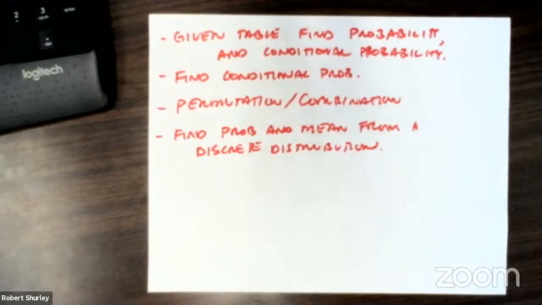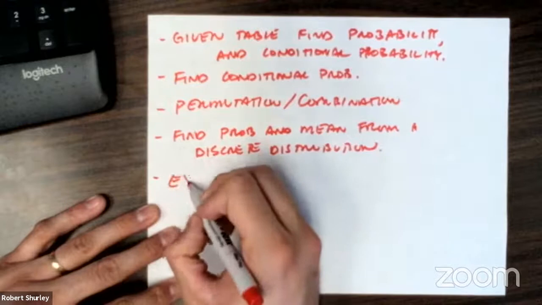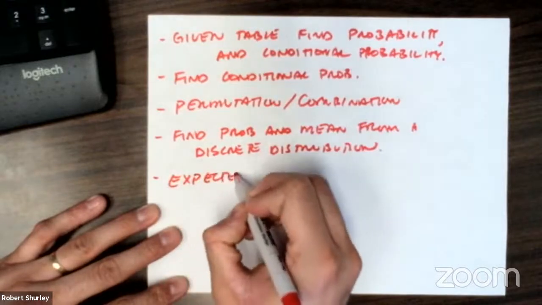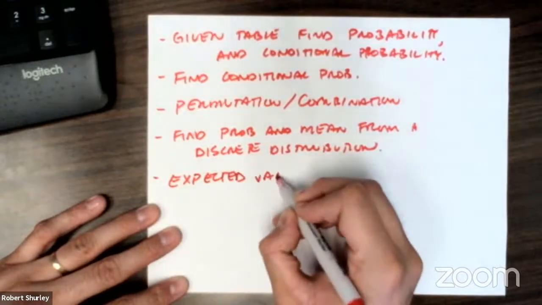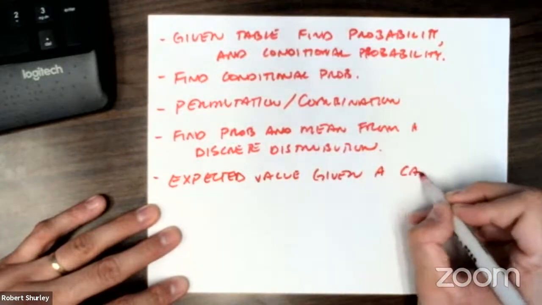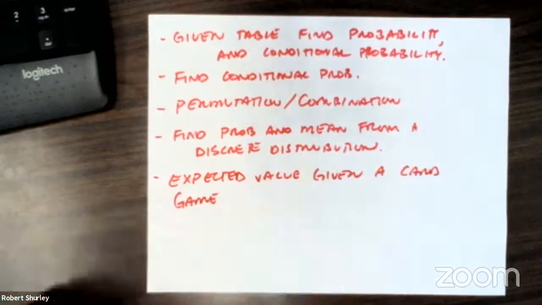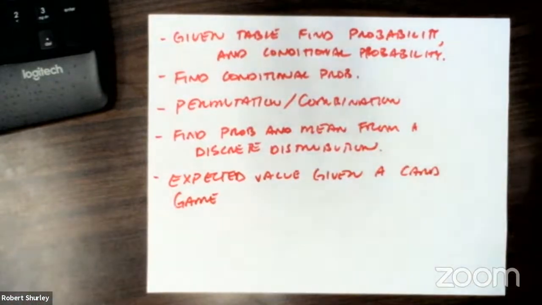And then expected value from a game. I think that the book had to do with flipping a card over. Expected value. I'll even say given a card game.